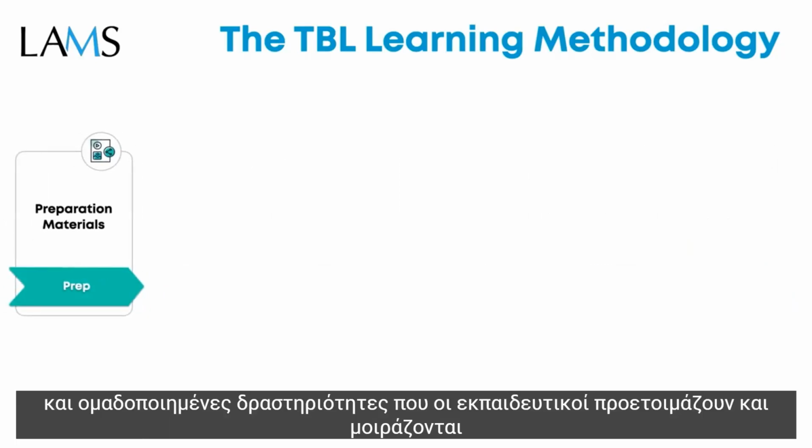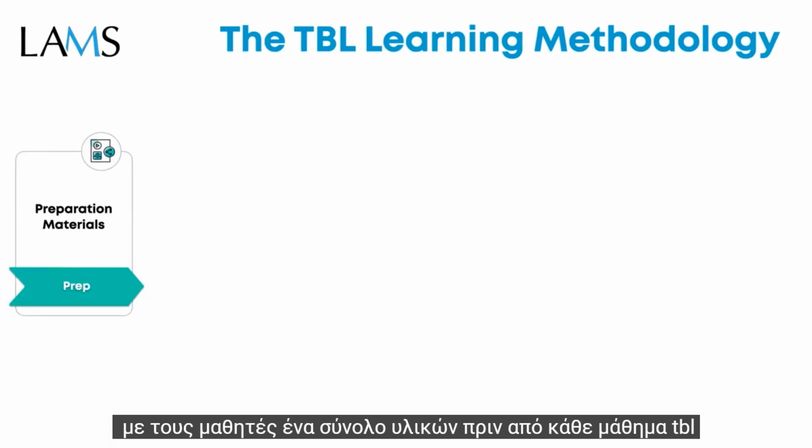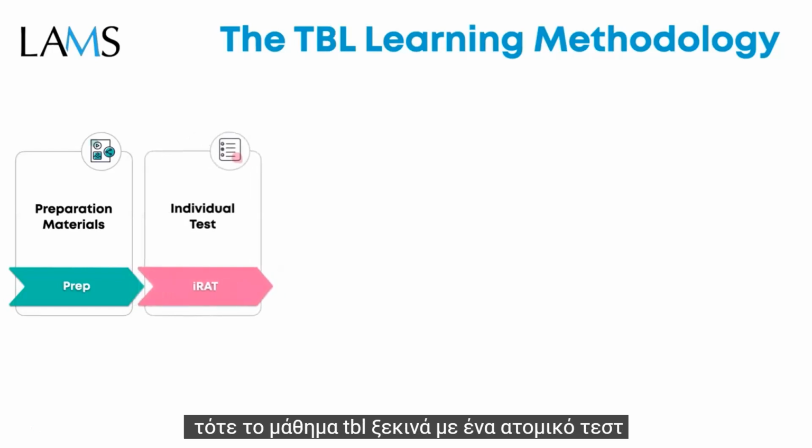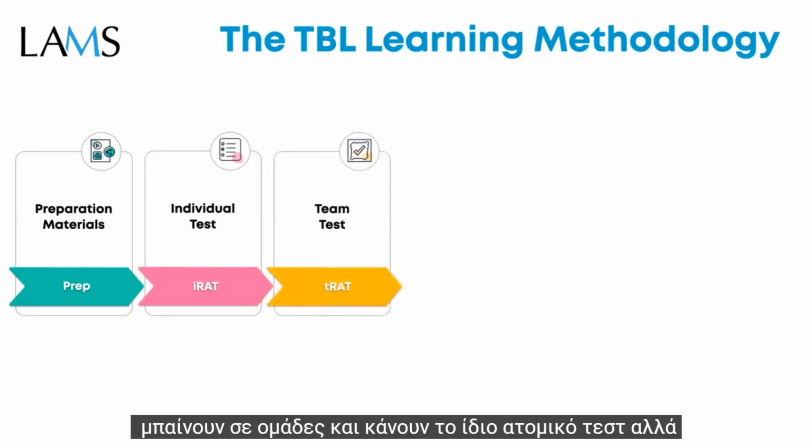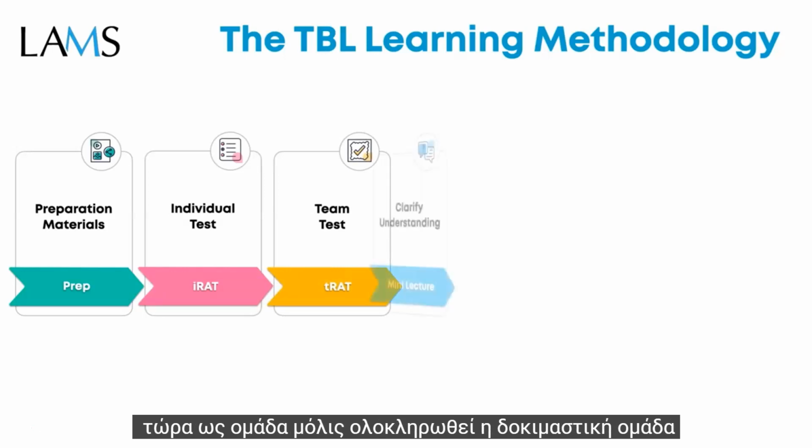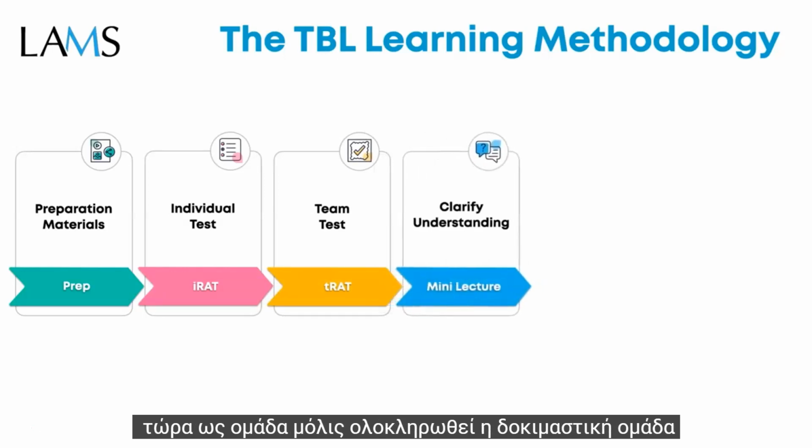First, teachers prepare and share with students a set of materials before each TBL lesson. Then the TBL lesson starts with an individual test. After the individual test, the students are put into teams and take the same individual test, but now as a team. Once the team test is finished, the teacher might have a clarification session.